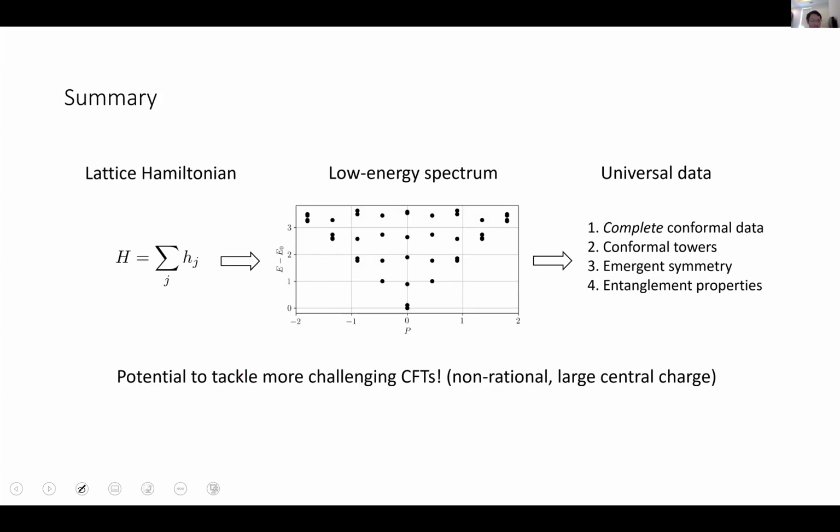Okay, so let me give you a summary. Sorry, a little bit over time. Given a Hamiltonian, we want to know the universal data. What we do is focus on the low energy spectrum. From the low energy spectrum, we can extract complete conformal data, identify the conformal towers, and, something I didn't talk about, identify emergent symmetries, and also compute multipartite entanglement entropies, which is actually very hard to compute in a field theory language. This is completely general and has the potential to tackle more challenging CFTs, meaning non-rational CFTs and CFTs with very large central charge that we have no analytical capacity for. Okay, so that's it.